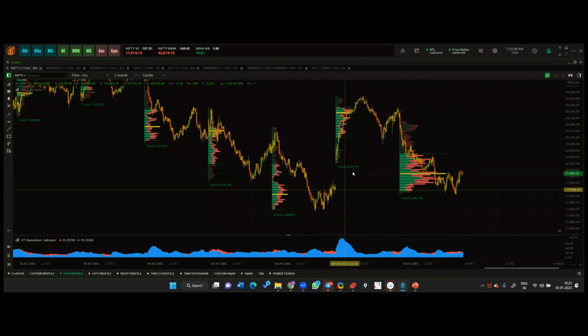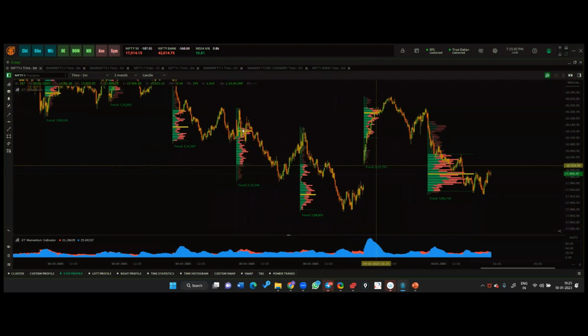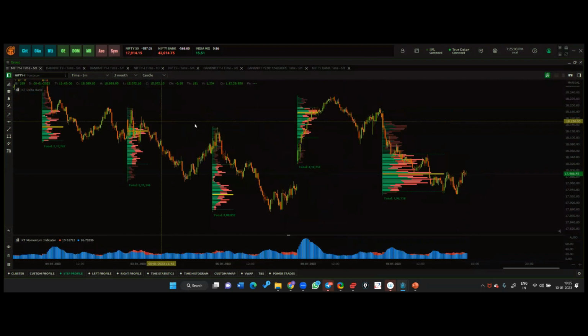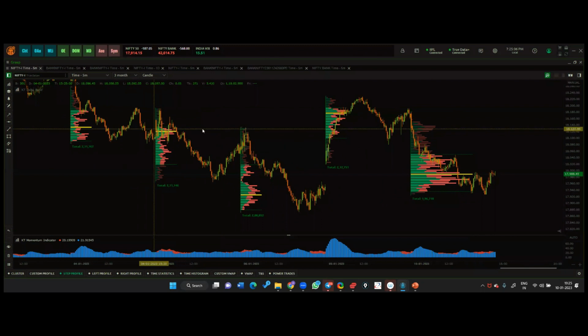Now, in some cases you can see that the profile is a balanced one. By a balanced one, you would see that the profile is in the middle of the day's range. So when you see such a structural profile coming in, again, this is not the kind of a day where you want to open new positions for the next day, but rather it has certain implications for next day's intraday trading, which we'll discuss in a couple of minutes.